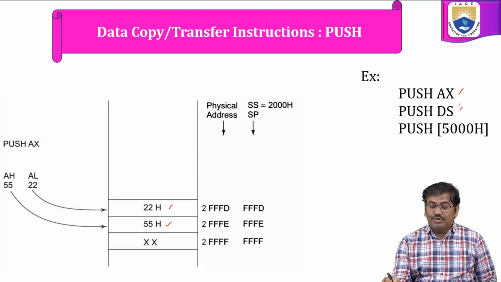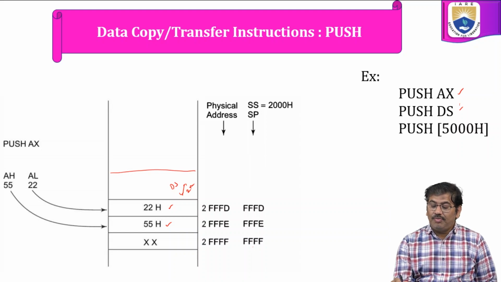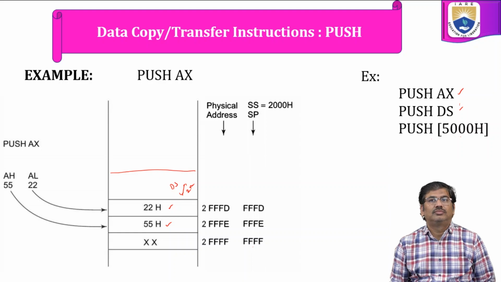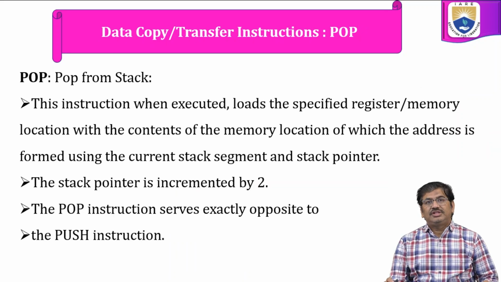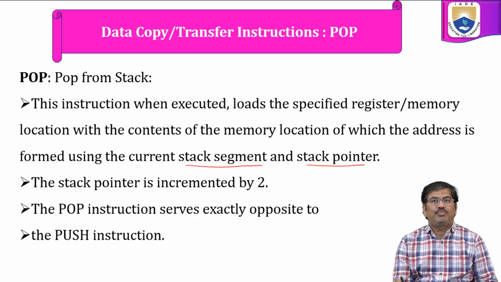Then if you are writing push DS, on the top we are going to have DS, which is 2 memory locations. On the top again you can place more data. The next instruction is the pop instruction, which pops the contents from the stack. The pop instruction, when executed, loads the specified register or memory location with the contents of the memory location whose address is formed using the stack segment register and stack pointer.